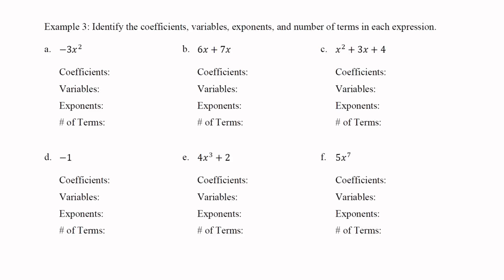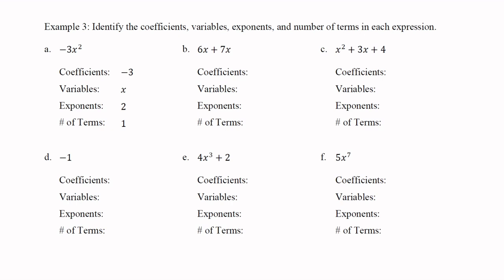So in example 3, let's identify the coefficients, variables, exponents, and number of terms in each expression. So let's start with example A here. Well, our coefficient is the number in front of the variable. So our coefficient here is, and you got to be careful with this, it's not 3, it's -3. Okay? You've got to include the sign that precedes it. Our variable is x. Our exponent is 2. That's the power that we're raised to. So how many terms do we have here? Well, we have only one term.